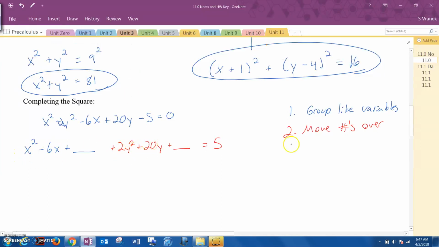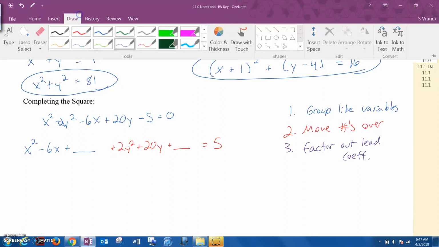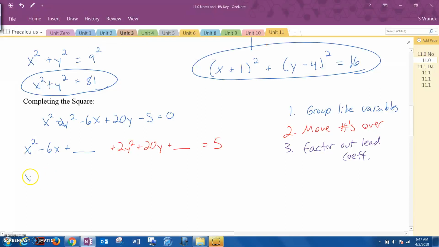This one is not. So the third thing you have to do is factor out lead coefficients. So the next thing that happens is this. We still have x squared minus 6x plus blank, plus, and then here's what happens. I take the 2 out, and I'm left with y squared plus 10y plus blank equals 5. Now, everything's set up to complete this square.